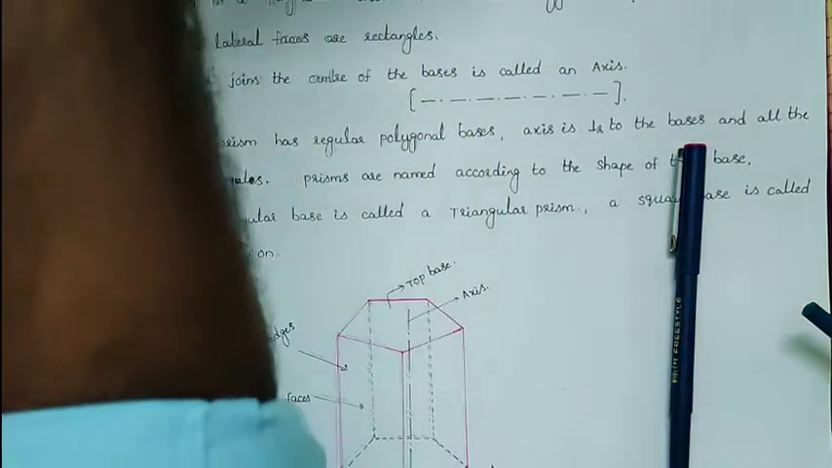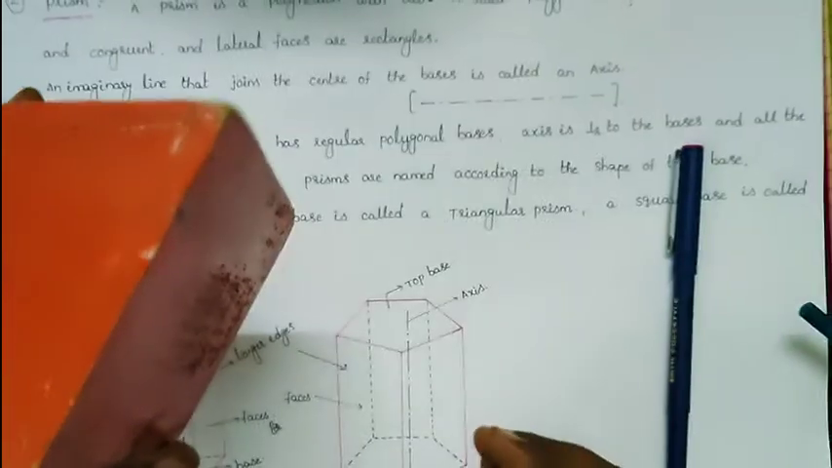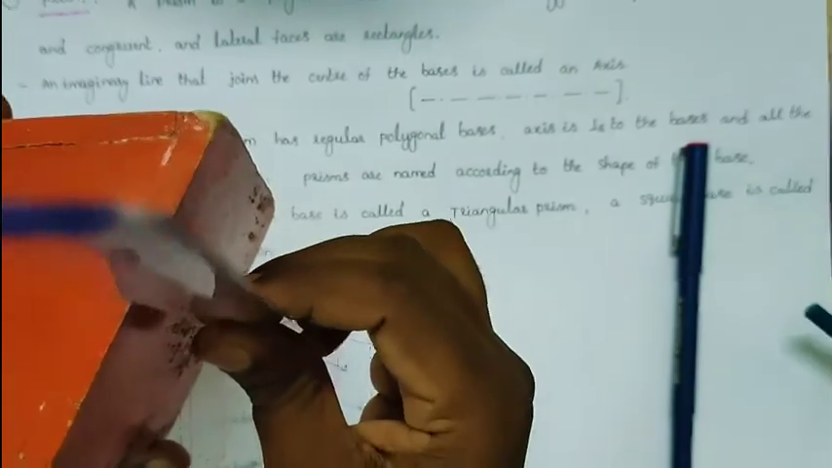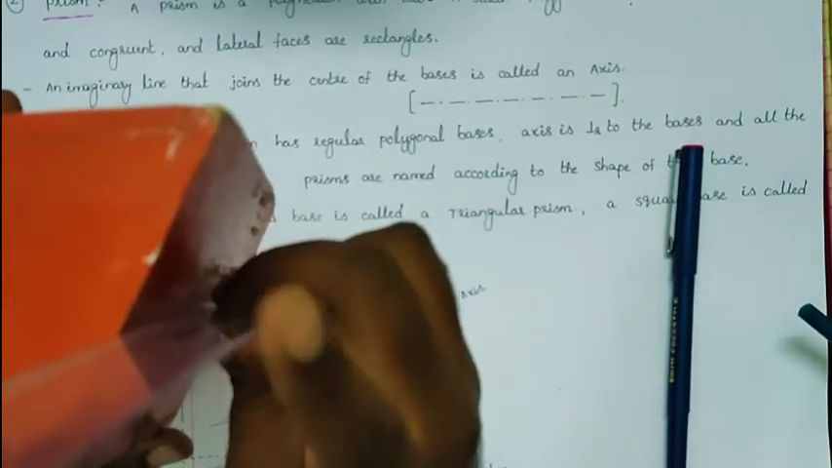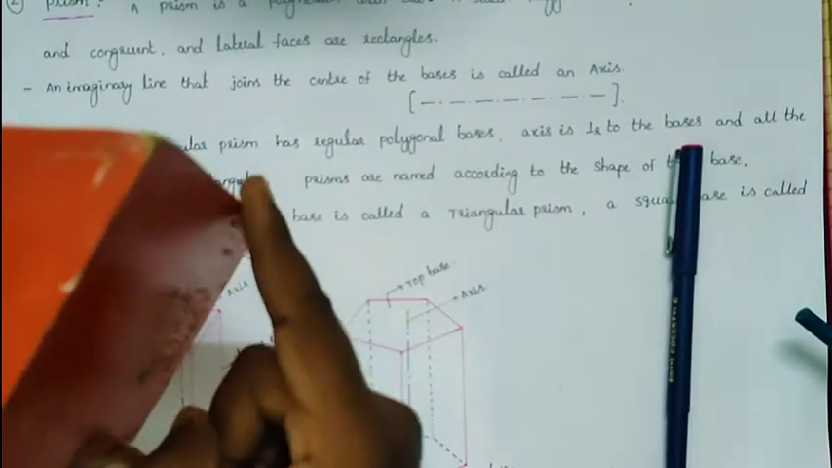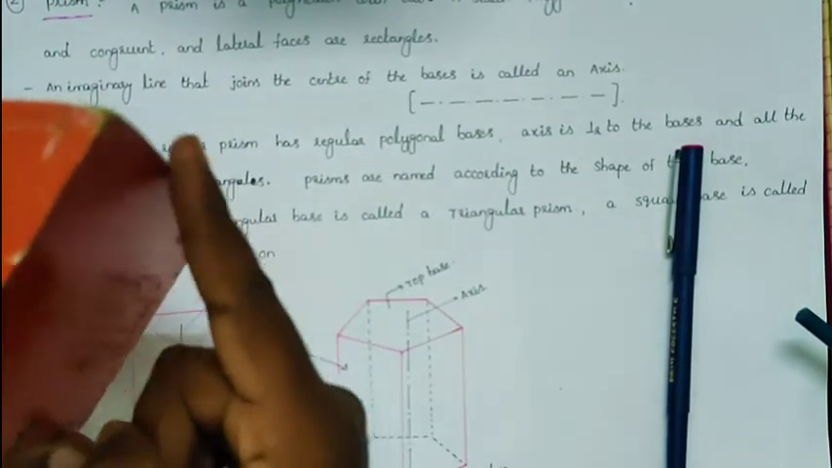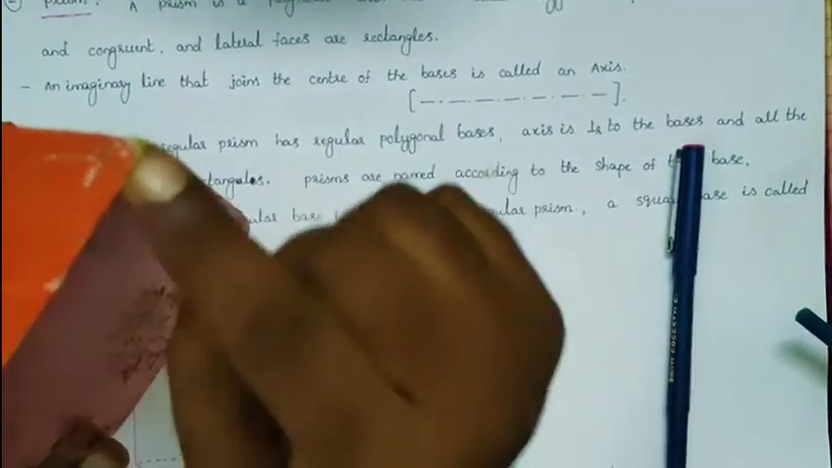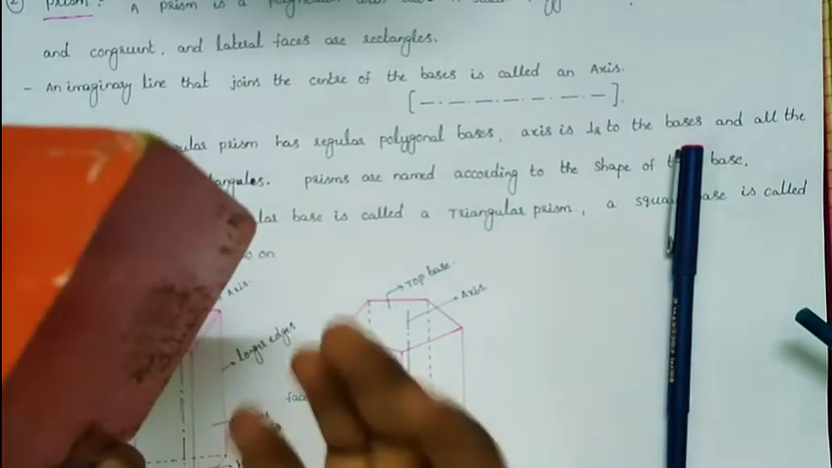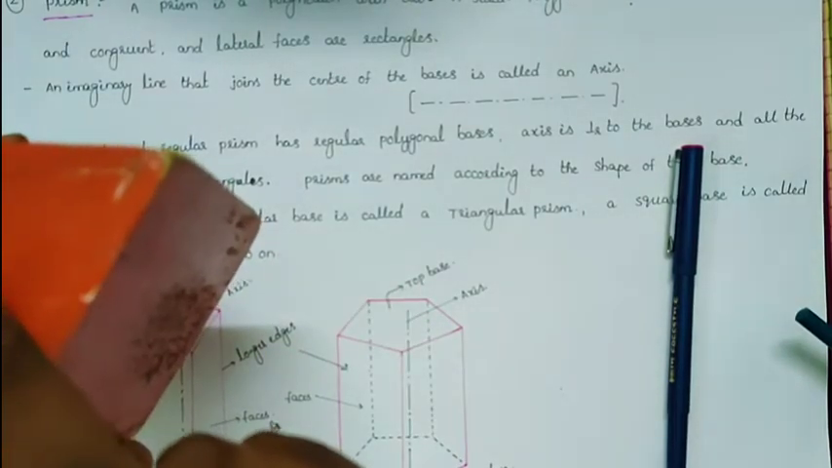And coming to the important parts in the prism. What are the important parts? Suppose you draw the axis line through the center of the base. This line we call the axis. And these lines we call the lateral edges, the longer edges. Always these edges we call the longer edges from the base. So this is the base, this is the bottom face, and this is the top base.